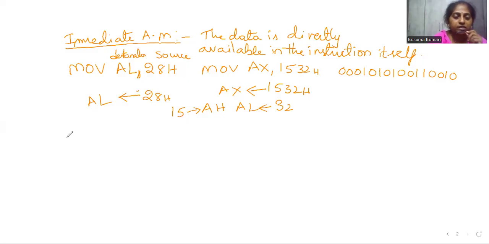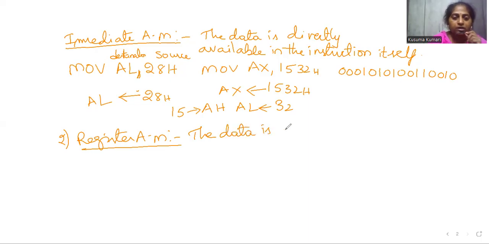Next type of addressing mode is register addressing mode. Register addressing mode means that in this type of addressing mode, the data is available in the register. In the previous mode, the data is available in the instruction itself. Here, the data is available in the register.